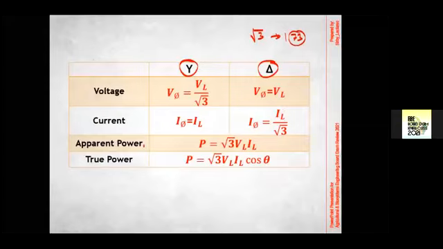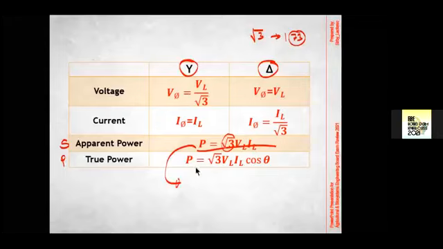But for the apparent power, we have these equations. Recall that for the apparent power, the symbol that we use is S, and for the true power, we use the symbol P. So the apparent power is simply the square root of 3 times the line voltage times the line current.